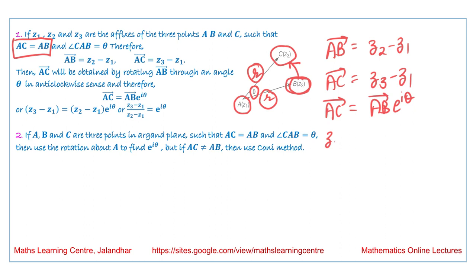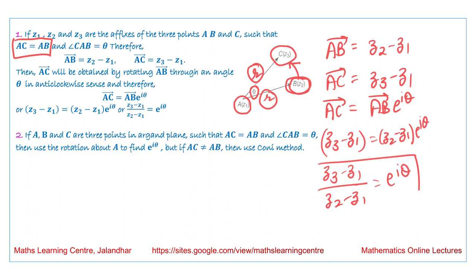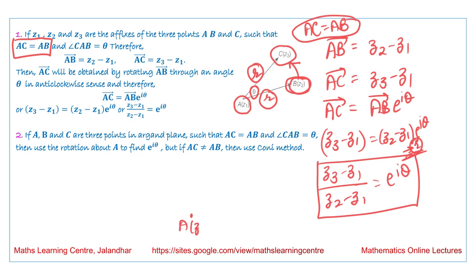Now what is the AC vector? It is Z3 minus Z1, which is equal to Z2 minus Z1 times e raised to the power iota theta. So this gives us that Z3 minus Z1 over Z2 minus Z1 is equal to e raised to the power iota theta. But this holds only when AC is equal to AB. If these two are not equal, then we cannot use this result, because an R term will be over there. If this is the point A, that is Z1, this is the point B, that is Z2, and this is the point C, that is Z3, and the lengths are R, R1 and R2, then the rotation will not give us the point C. The rotation by this angle theta will give some other point, but not the point C. So we are only talking about the case when AC is equal to AB.